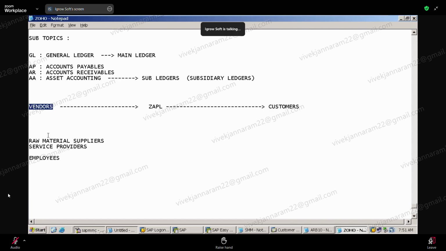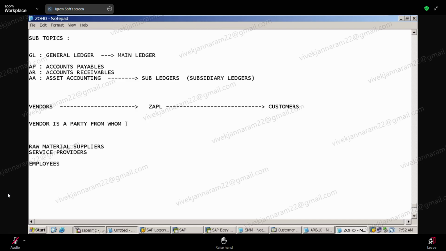Okay. So I will give you the definition, maybe that will help you. A vendor is a party. Why do I say party? Because it could be a person, individual, organization, partnership, company, anything. We may buy from anybody, right? So a vendor is a party from whom we buy goods or services.